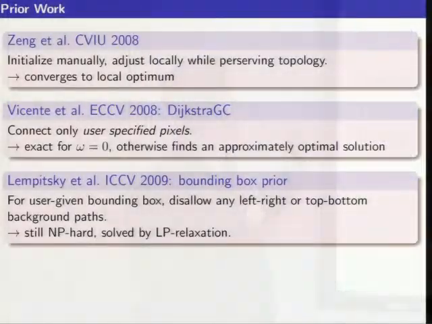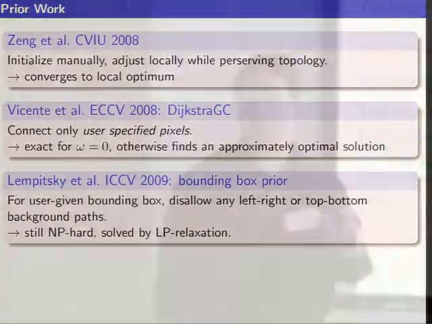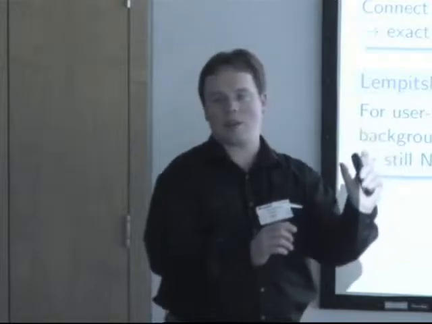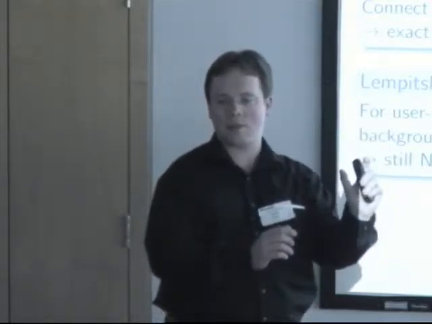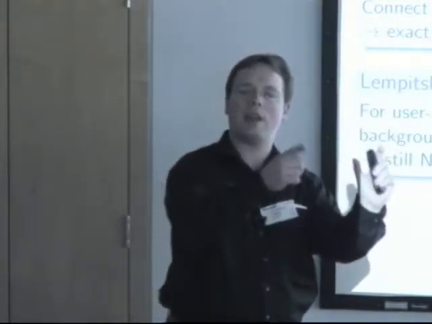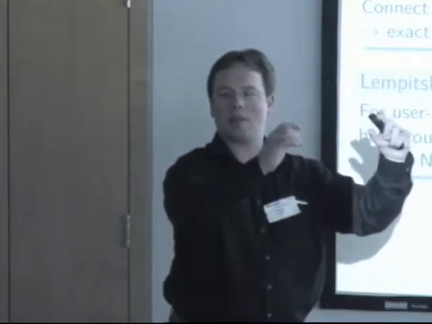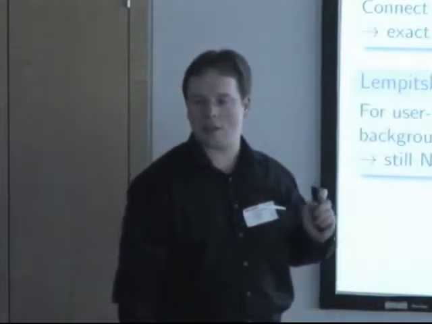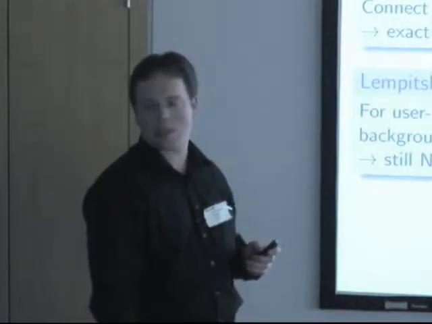And there's more work in the same direction. So the bounding box prior is not really connectedness of the foreground, but it has certain aspects of it. For a user-given bounding box, you want the foreground segmentation to cover the bounding box enough that you have no paths from left to right or from top to bottom. So if you have a big gap in the middle, it's not connected, you would have a path. So it kind of finds connected shapes, but it's not the same as demanding connectivity of the foreground.